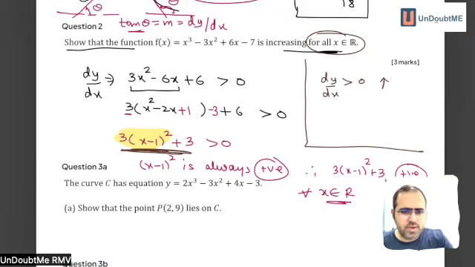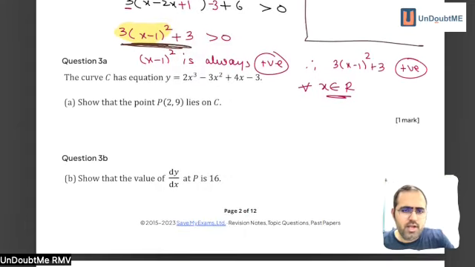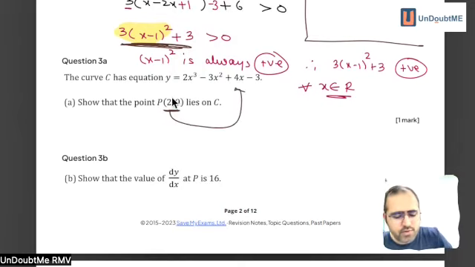The curve has the equation... show that the point lies on C. Now for that, we have to just substitute 2, 9 in that. You have to put x is equal to 2, and after solving, you should get 9. So hence it will be proved. This we are not doing.